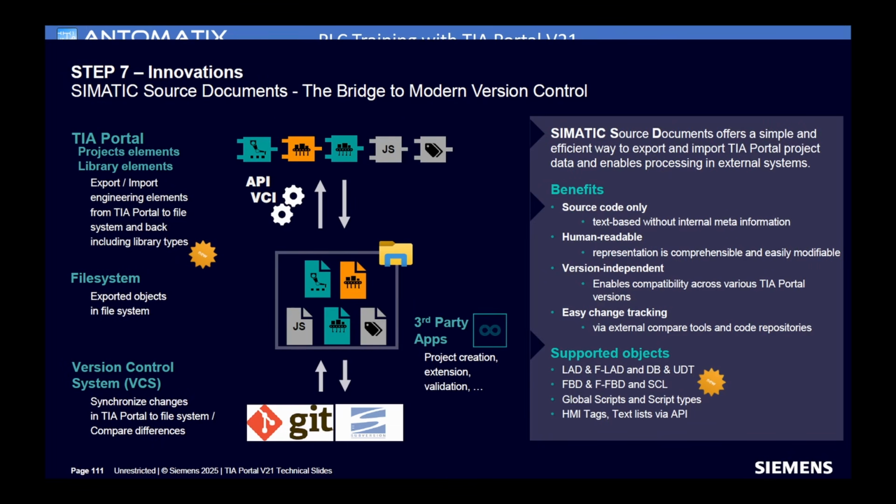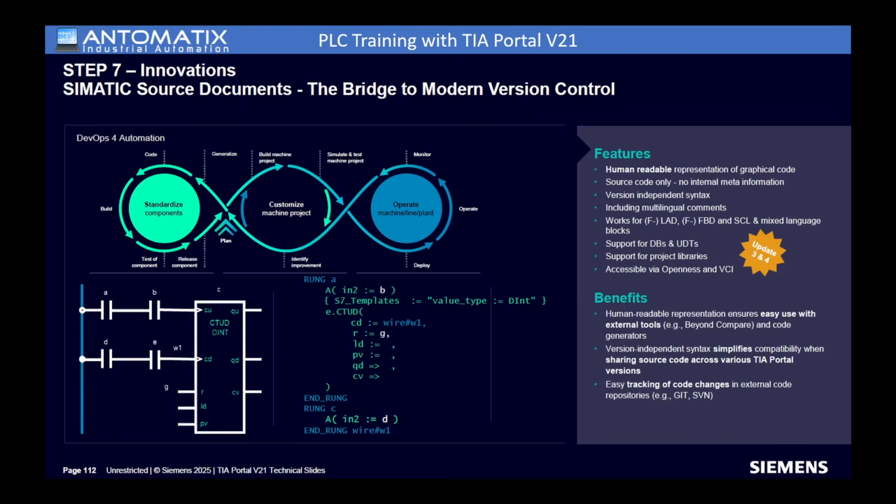What's new in Step 7 V21 then? Few changes, mainly to version control structure. Export of blocks is more human-readable, comprehensible, and easily modifiable. That enables compatibility across various TIA Portal versions. Easy change tracking via external compare tools and code repositories.